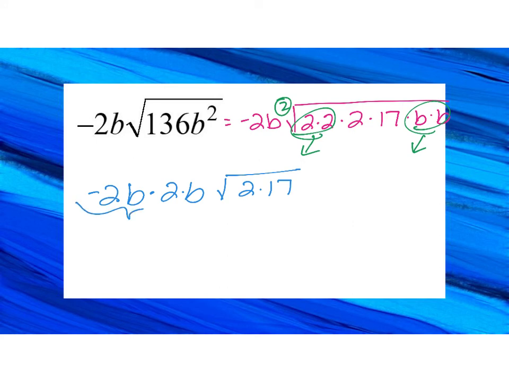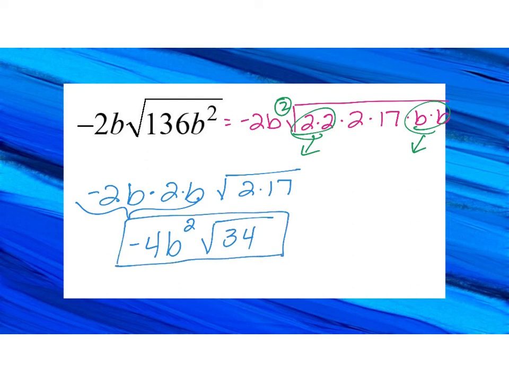Now this piece we've got to simplify. So negative 2 times 2 is a negative 4. b times b is b squared. And then under the radical, 2 times 17 is 34. So that is as simplified as we can get that one.